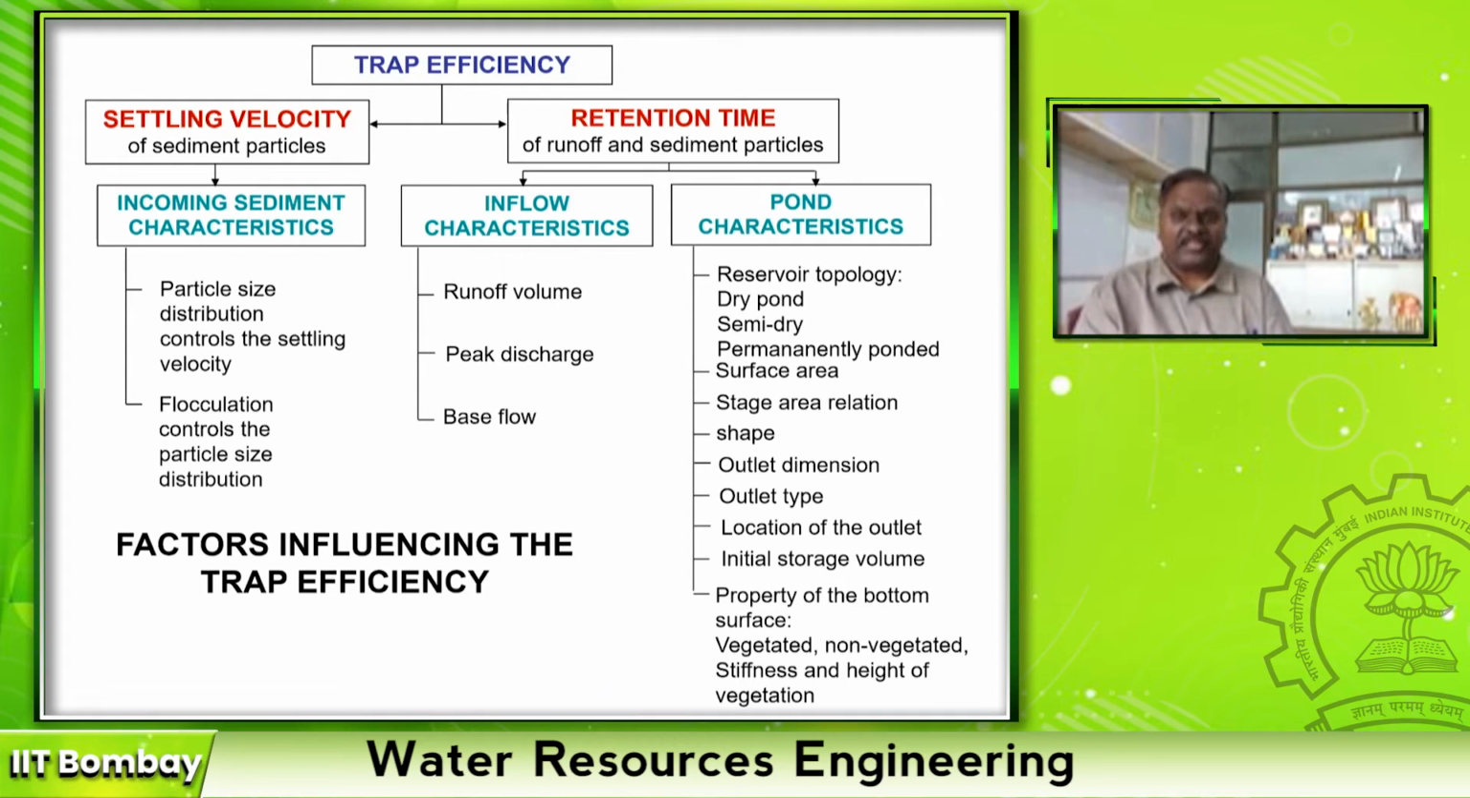Whereas pond characteristics are nothing but how this reservoir is operated, like reservoir topology, whether it is a dry pond, semi-dry or permanently ponded, what the surface area and storage area relation are, shape, outlet dimension, outlet type, then the location of the outlet, initial storage volume, the property of the bottom surface, vegetated or non-vegetated, stiffness and the height of the vegetation.